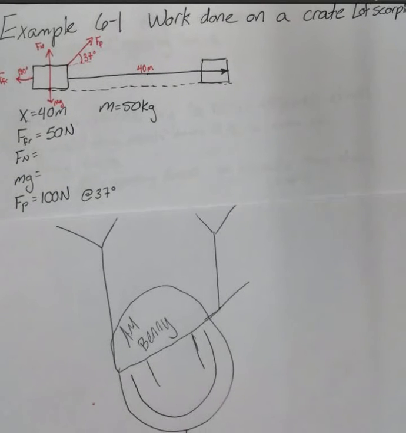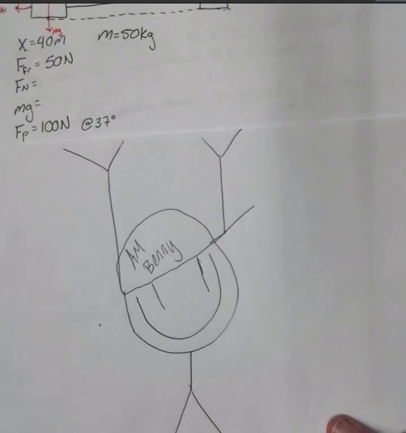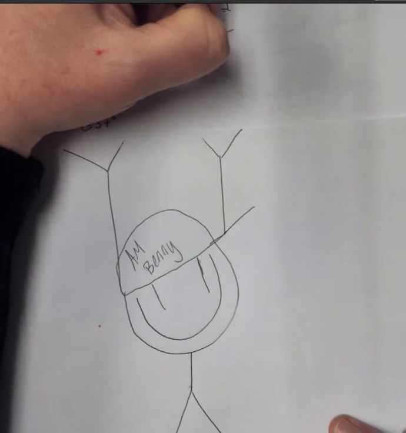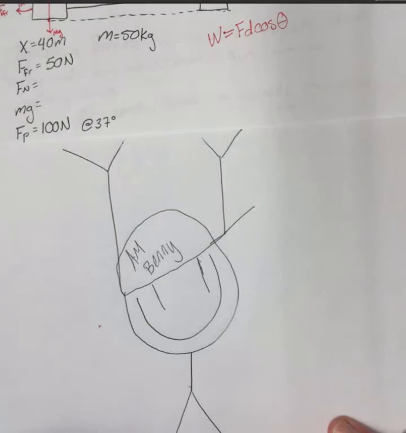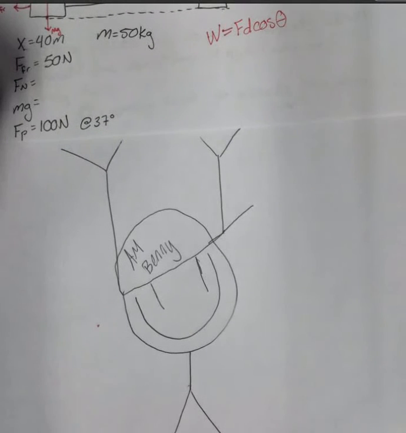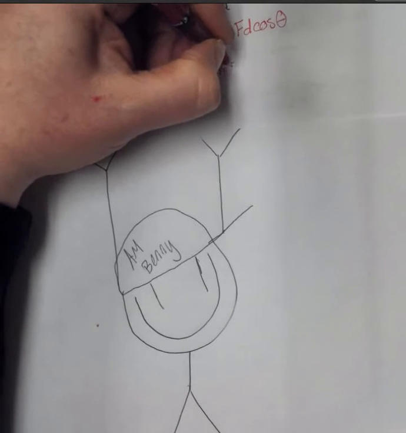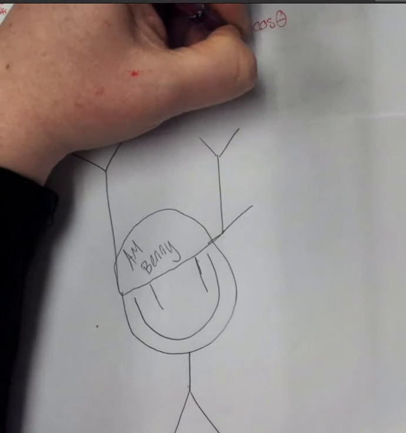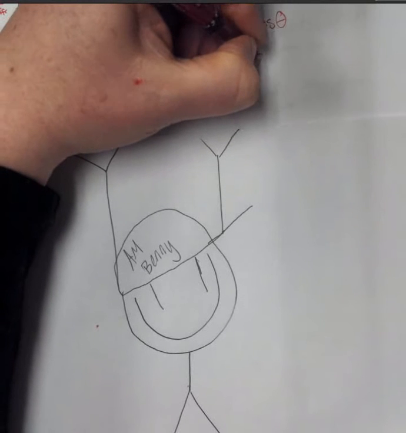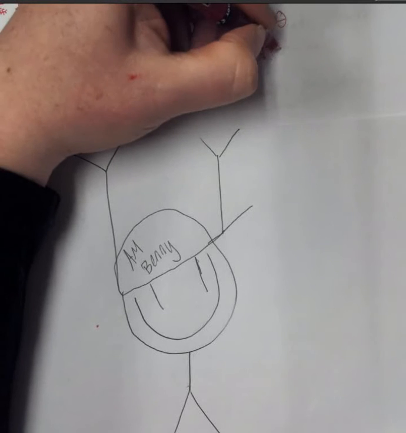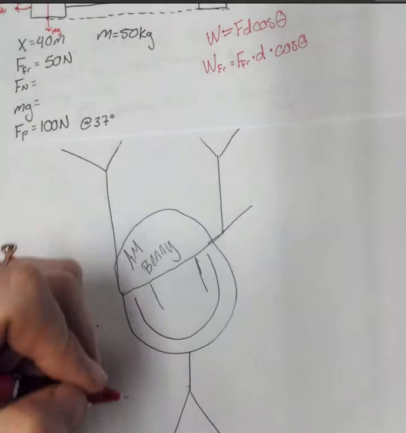Now, if we were going to calculate the work done by each force, then we would use the equation that work is going to equal F d cosine theta for each force. So let's start with the force of friction. The work done by friction is going to be the force of friction times the displacement of the crate times the cosine of the angle of separation of those two.